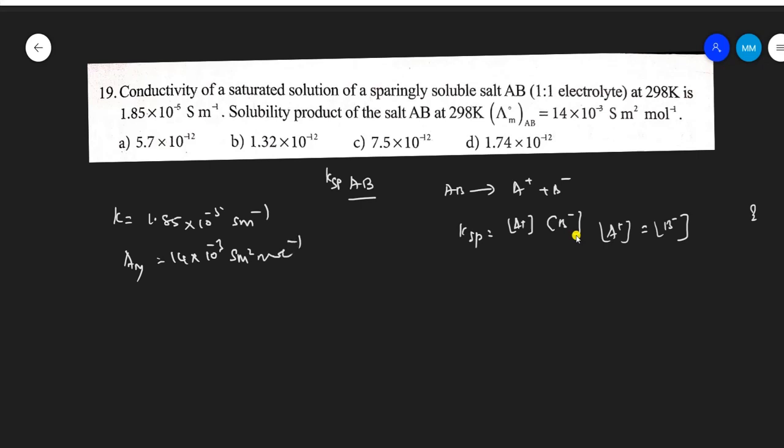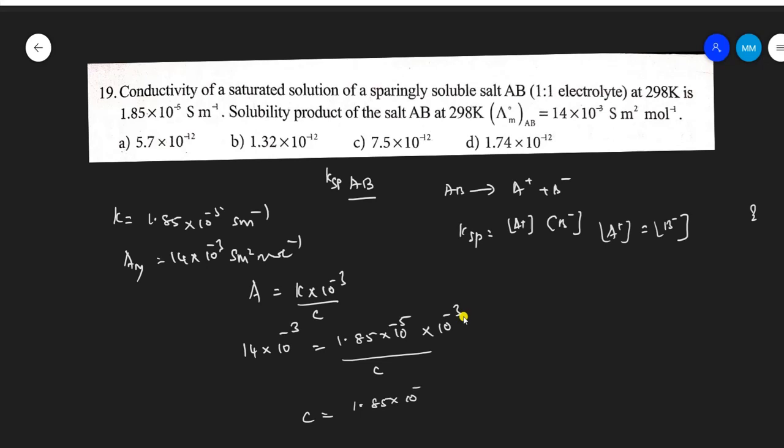The relation between specific conductivity and molar conductivity is: the molar conductivity is equal to kappa into 10 power minus 3 divided by the concentration in molarity. So you can find the concentration using this formula by substituting the values: 14 into 10 power minus 3 is equal to 1.85 into 10 power minus 5 into 10 power minus 3 divided by the concentration. So the concentration is equal to 1.85 into 10 power minus 5 into 10 power minus 3 divided by 14 into 10 power minus 3. The minus 3 and minus 3 cancel.